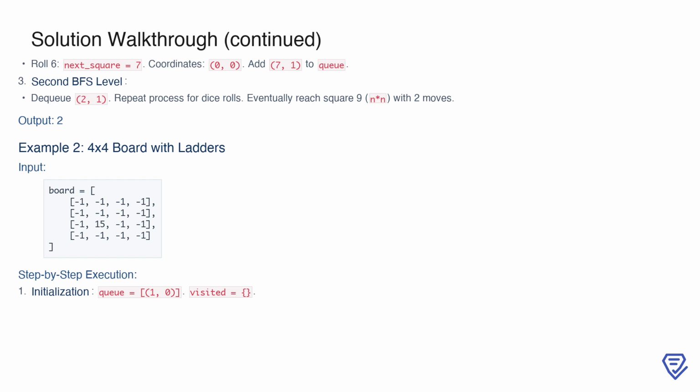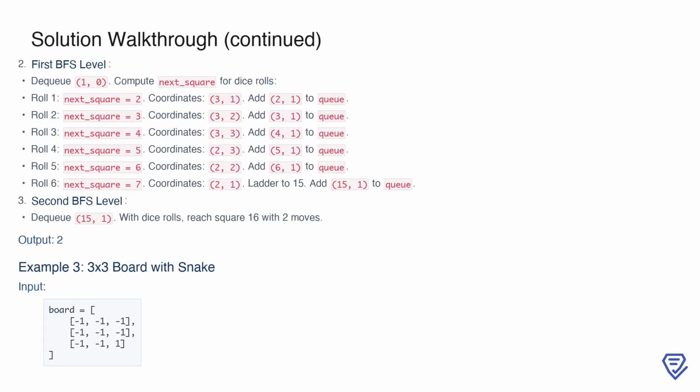The BFS process begins in a similar manner as before. In the first BFS level, we do Q, 1, 0, and compute the reachable squares for each dice roll. For rolls 1 through 5, the calculated squares are 2, 3, 4, 5, and 6, each added to the queue with their respective move counts.